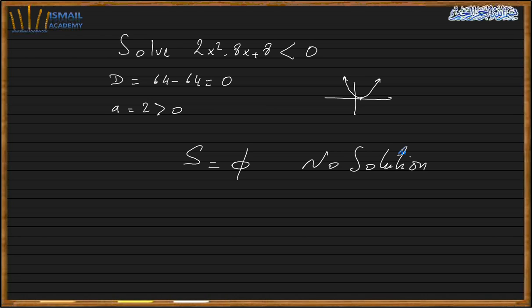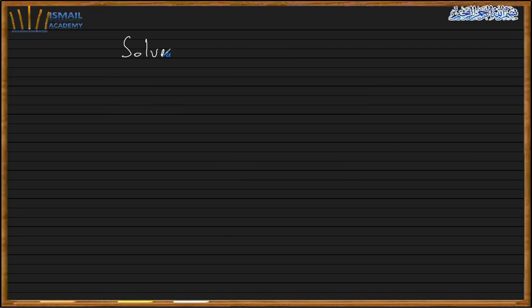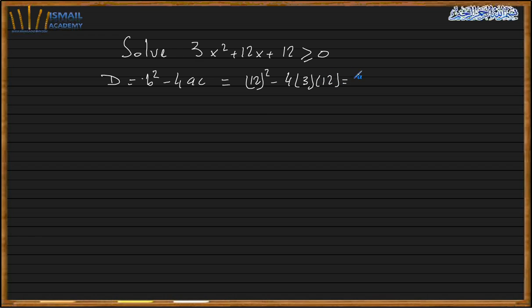Okay, let's add the last example. So I want to solve, for example, 3x squared plus 12x plus 12 greater than 0. So here my discriminant is b squared minus 4ac. So here it's 12 squared minus 4 times 3 times 12, which is 144 minus 144, 0. Here a equals 3, greater than 0.